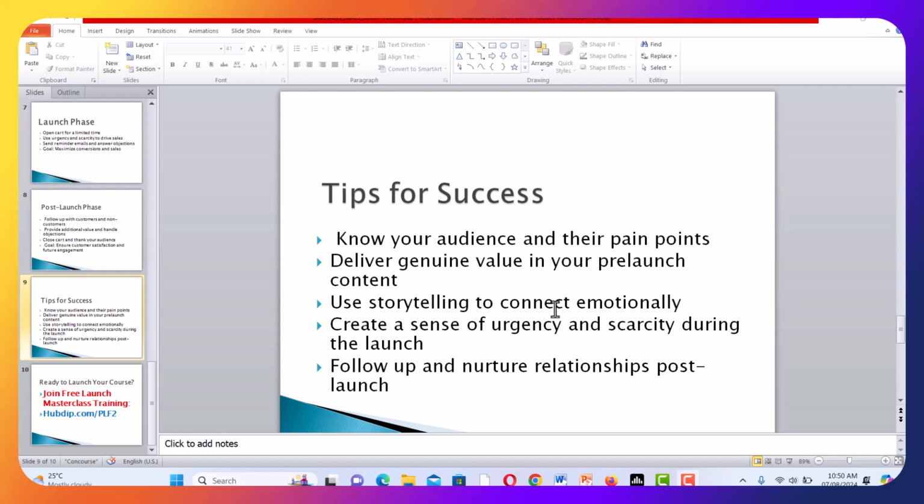Then use storytelling to connect emotionally. Storytelling is one of the best ways to ensure that you connect with your audience emotionally. Then create a sense of urgency and scarcity during the launch. Then follow up and nurture relationship with your audience. So these are the very simple steps to launch your online course or product or service using the sideways sales letter.